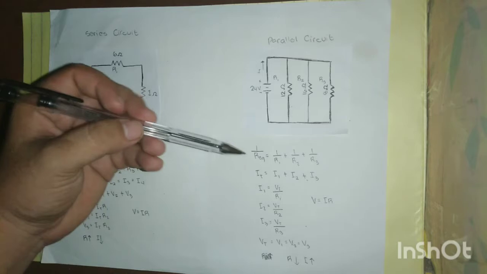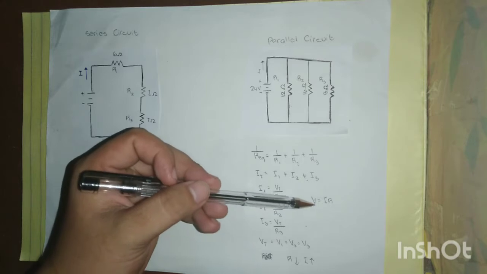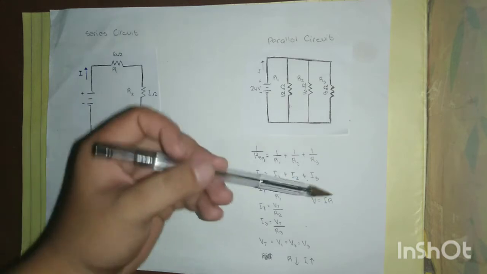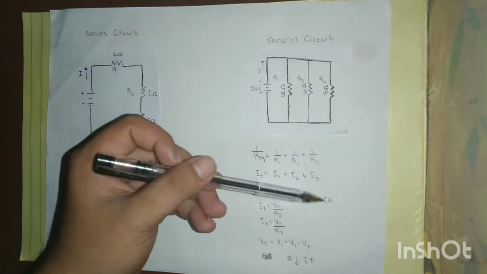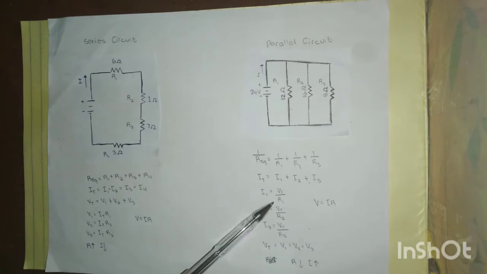To solve for the current in each resistor, we need to use Ohm's law, wherein V is equal to IR, or the voltage is equal to current multiplied by resistance. So to compute the current in resistor 1, it is the total voltage over resistor 1, and the current in resistor 2 is equal to the total voltage divided by resistor 2. The current in resistor 3 is equal to the total voltage over resistor 3 and so on.